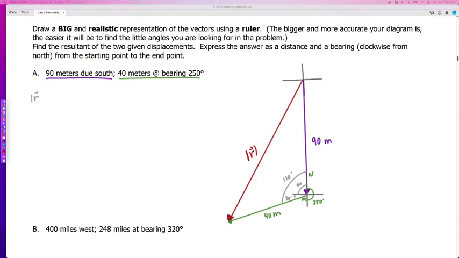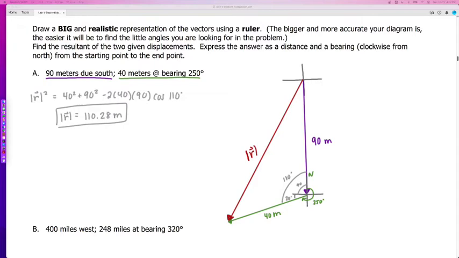So I'm going to write that out. Magnitude of our resultant vector squared is equal to 40 squared plus 90 squared minus 2 times 40 times 90 times the cosine of the angle between them, which is 110 degrees. Okay, plug that into your calculator, take the square root. You should be getting something like 110.28 meters. So there's our distance.